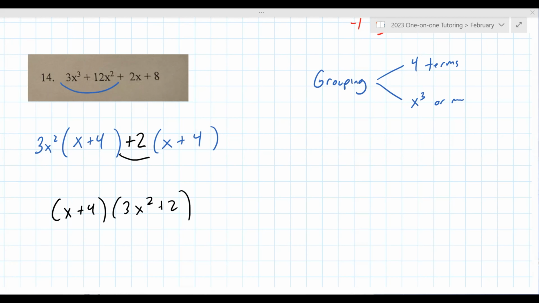We've done a bunch of those. Some of the factoring turns into this grouping where you have to do it this way.